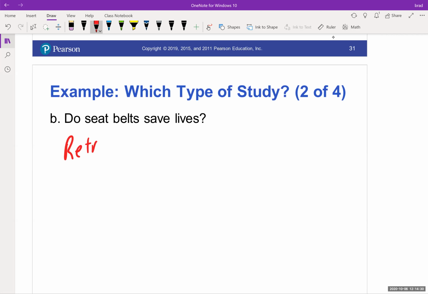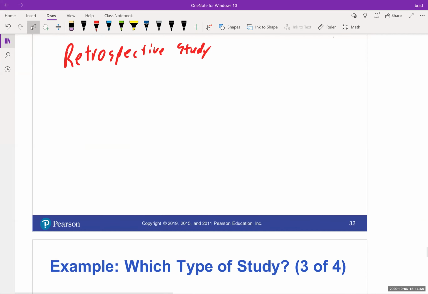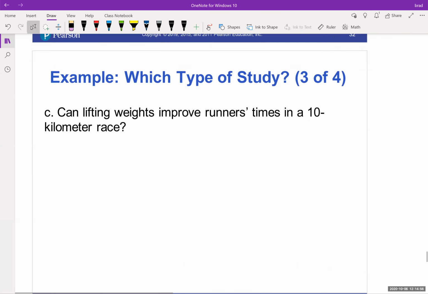Do you guys see why you couldn't do an experiment? Because that's not good, you'd basically be asking people to risk their lives just so you could gather some data. But if you did a retrospective study, then you could take data from past car accidents that have already occurred and see the fatality rate of people who wore a seatbelt versus those who did not. Okay, so definitely retrospective would be the way to go on that one.